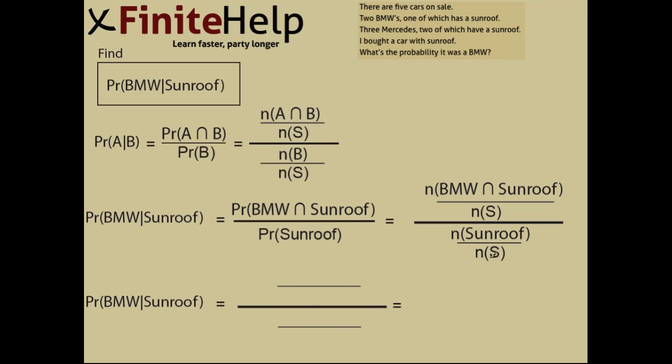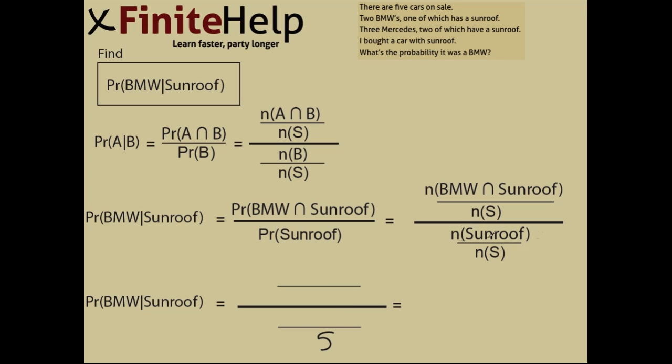So we'll go down here. First, we need to identify the number of elements in the sample space, as listed over here. That's obviously 5, given in the first line of the problem: there are 5 cars on sale. So we'll just go ahead and write in a 5 there.